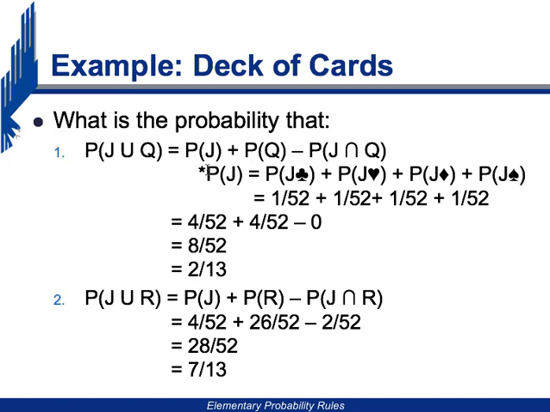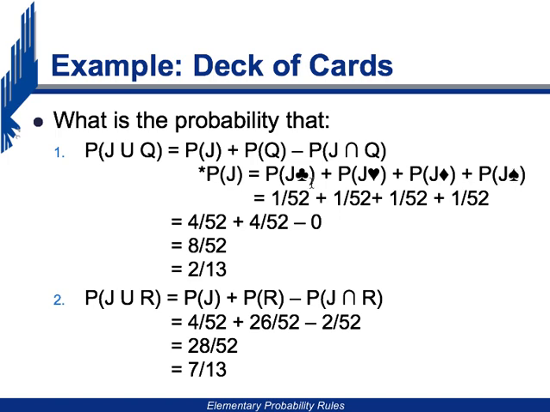But to explain how 4 over 52 is computed, we can use the general formula in computing for probabilities of events. Remember, J is an event, and to get the probability of event J, we have to get the sum of the probabilities of all the outcomes part of event J. And event J is composed of 4 outcomes. That's Jack of clubs, Jack of hearts, Jack of diamonds, and Jack of spades.